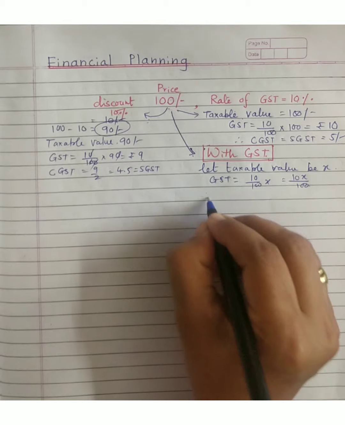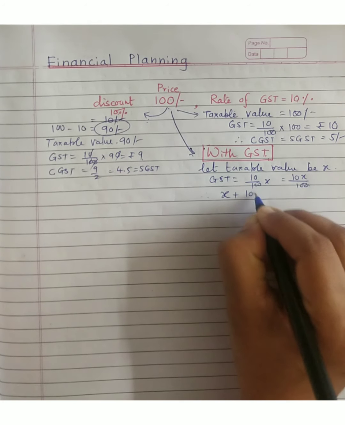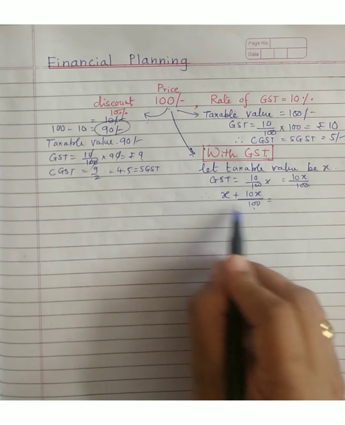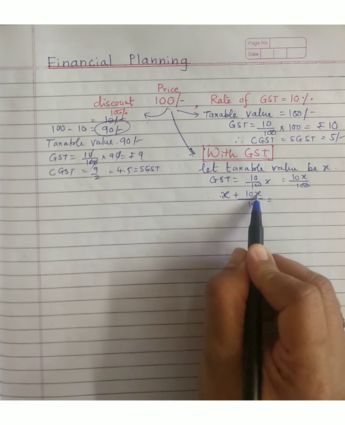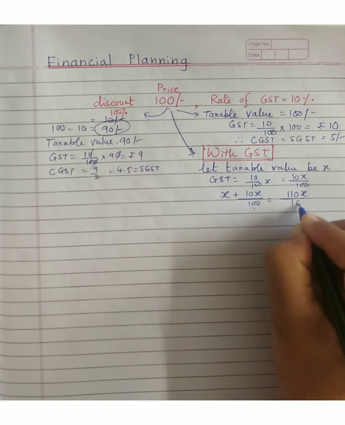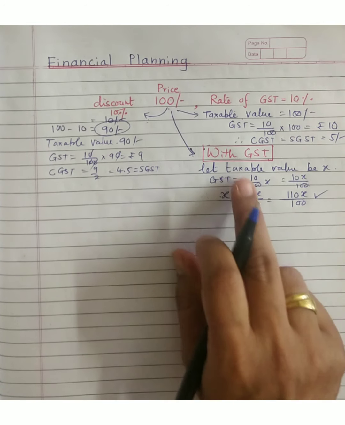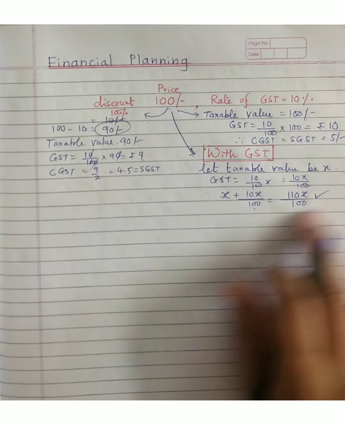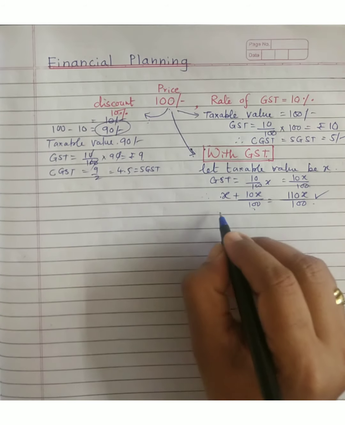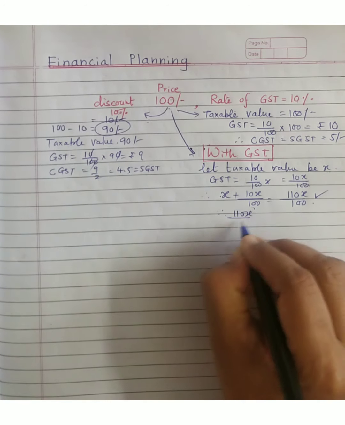And then the amount with GST will be what? x plus 10x upon 100, that is 100 into x, 100x plus 10x, 110x upon 100. This is the amount with GST when the taxable value is x, and which is given to us as 100. So 110x upon 100 equals 100.